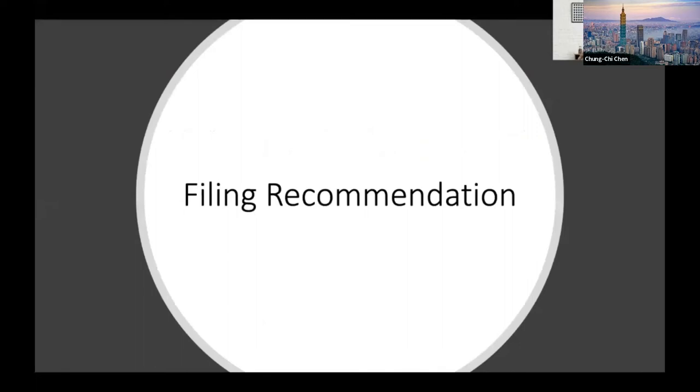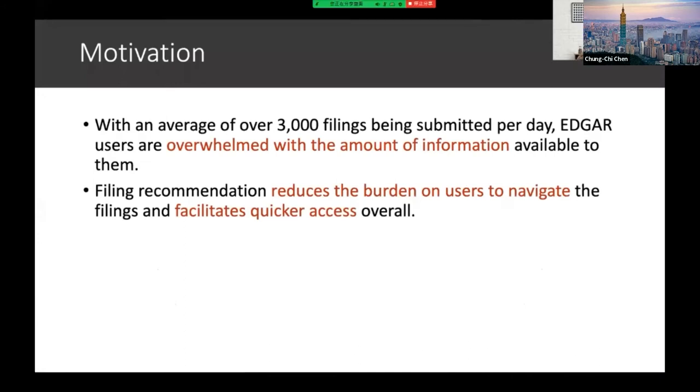As a downstream task that can be informed by these filings and can be done with this information, we look at filing recommendation. Let me motivate this selection of problems. First of all, we know that there are on average more than 3,000 filings being submitted per day to the system, which means that Edgar users are overwhelmed with the amount of information that is becoming available to them. A filing recommendation system can help these users by reducing the burden on them to navigate the filings, and it will facilitate quicker access to the filings overall.